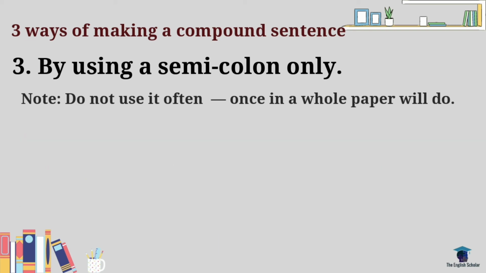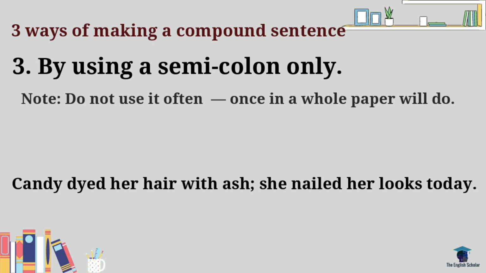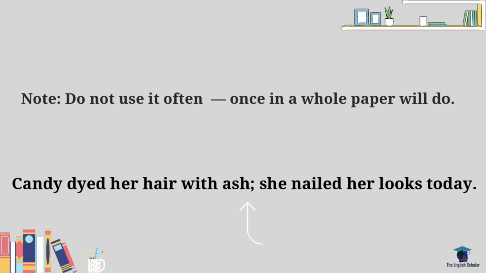Another example. Candy dyed her hair with ash. Semicolon. She nailed her looks today. They're closely related to each other. Therefore, it is just right that we used a semicolon.